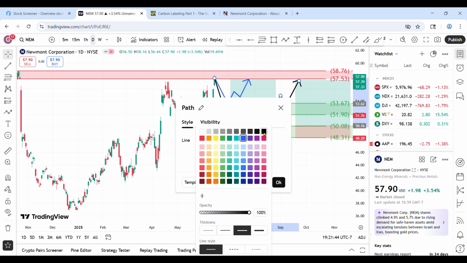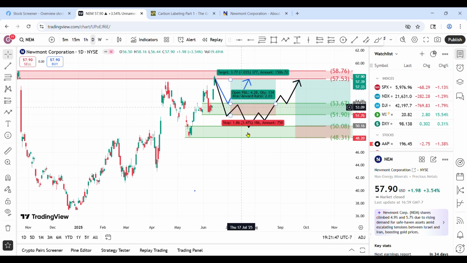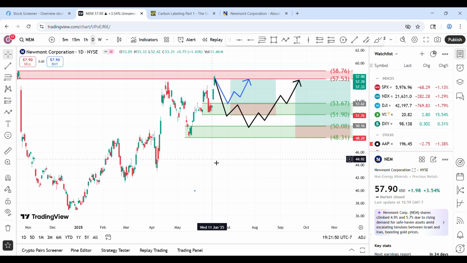Okay, so there are two potential trades to consider for Newmont Corporation. One has a little over 2 to 1 reward to risk. One has a little over 3.5 to 1 reward to risk.